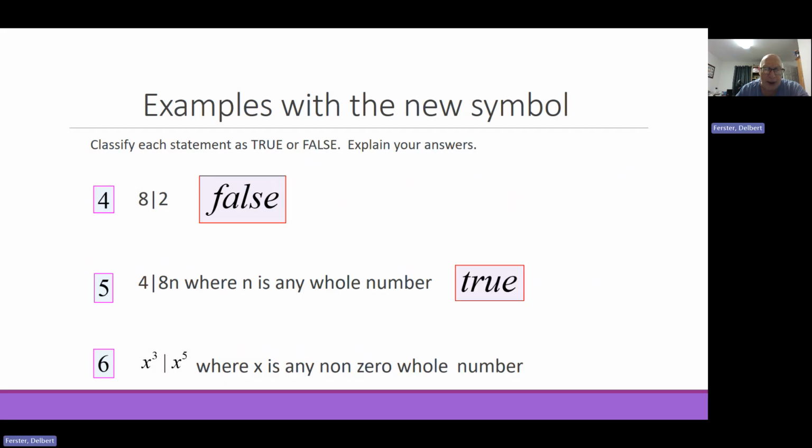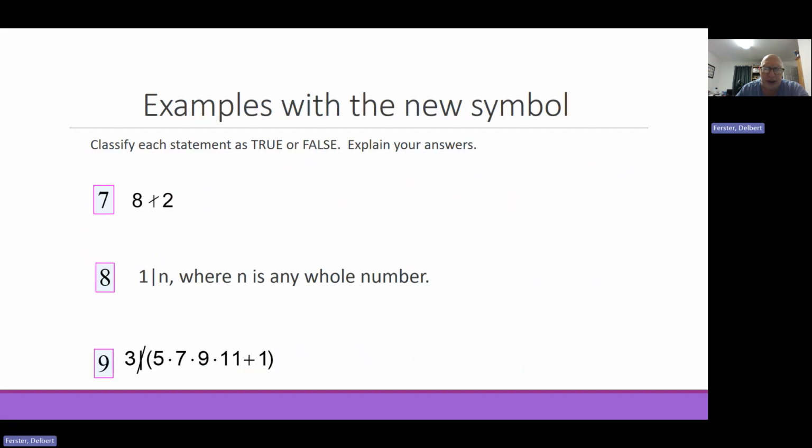Little algebra flashback for you. X to the third divides x to the fifth, where x is any non-zero whole number. And that happens to be true. All right, x to the fifth has 5 factors of x. And if somebody says, can I pull out 3 of those factors? Yes, you can. So number 6 is true. So a little bit of playing out here with the divisible sign.